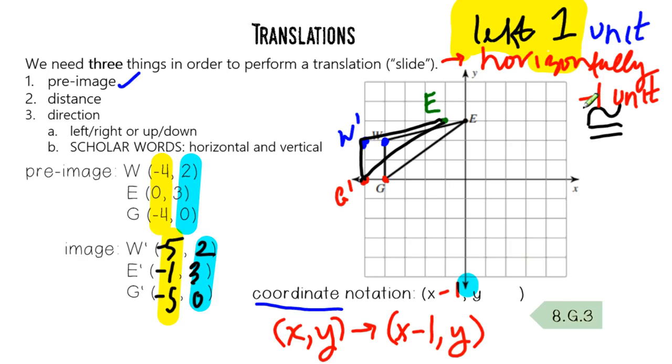The important part there is that negative. If I leave that negative off and I say, please translate this shape horizontally 1 unit, that is asking me to move my shape to the right. That would be taking this triangle, and instead of moving 1 unit to the left, I would be moving it 1 unit to the right. It's a completely different translation.